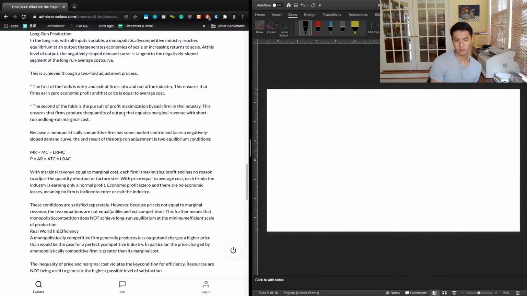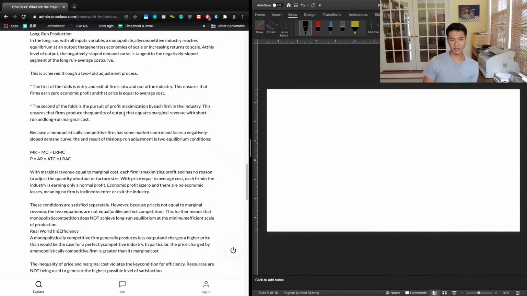With marginal revenue equal to marginal cost, each firm is maximizing profit and has no reason to adjust the quantity of output or factory size. With price equal to average cost, each firm in the industry is earning only a normal profit. Economic profit is zero and there are no economic losses, meaning no firm is inclined to enter or exit the industry. These conditions are satisfied separately.